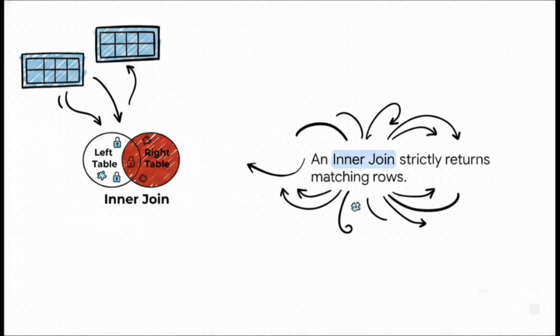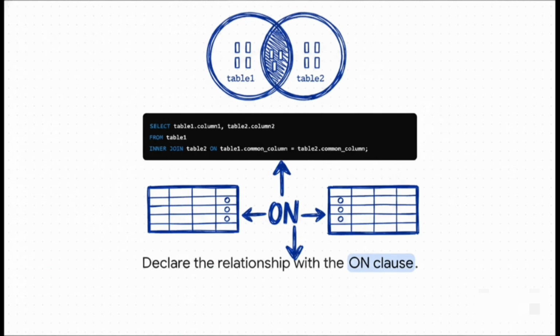If a record in the left table doesn't have a corresponding match in the right table based on your condition, it just gets completely ignored. It strictly returns the overlap. So what does that actually look like in code? Here is your basic syntax. You're selecting your columns and then stating inner join table 2.